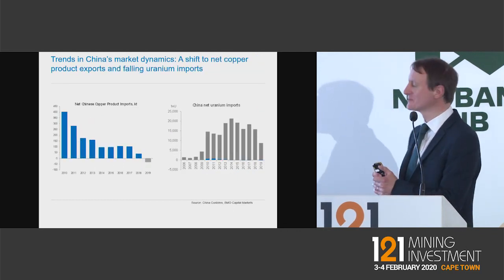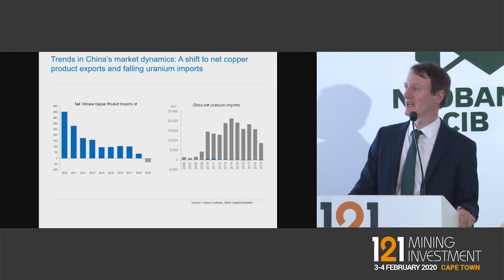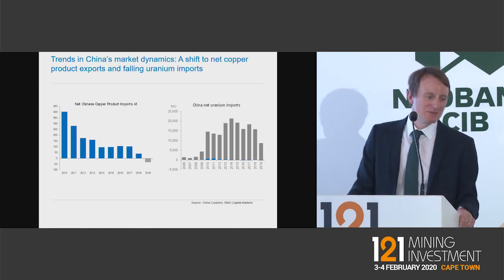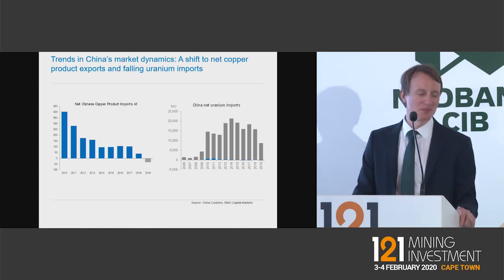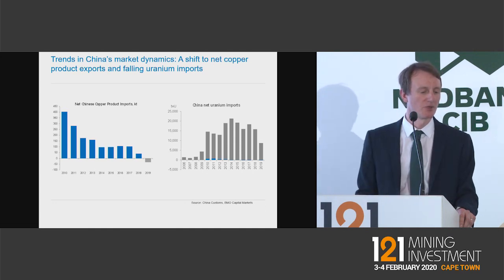Just a couple of things more on the export side. China's now a net copper product exporter. It was last year for the first time in history. China's still copper short in terms of the raw material side, but you are getting more deflationary pressure coming through from product exports.